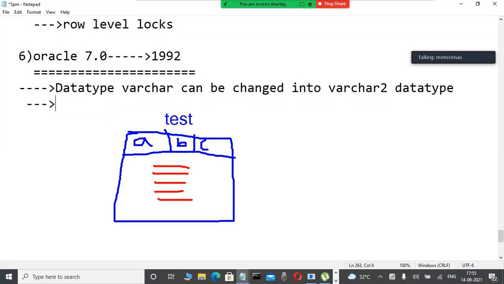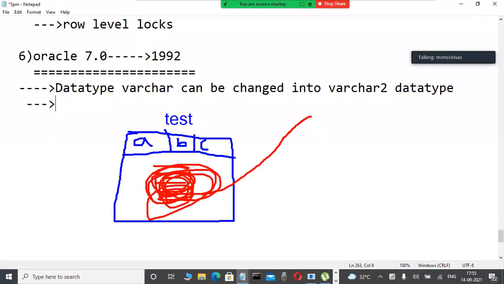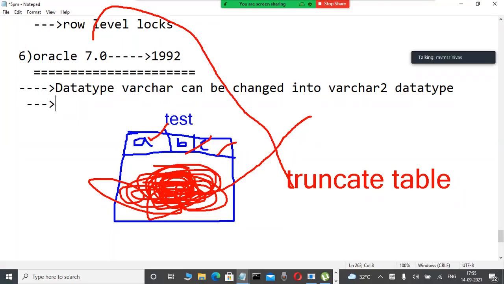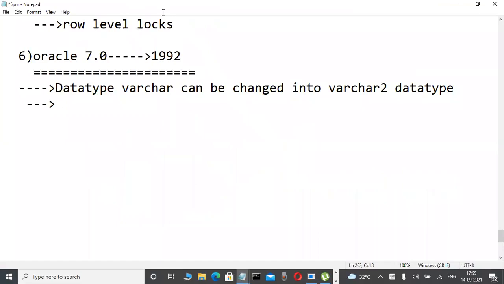Now, one command is there in every database. Whenever we use that command, all rows are permanently deleted, and only columns are available. What is that command? Very good. Yes, the truncate command. This is a dangerous command. Truncate table is a command in every database, used to delete all the rows from the table permanently, but only columns are available. The truncate command was also introduced in Oracle 7.0 version onwards.